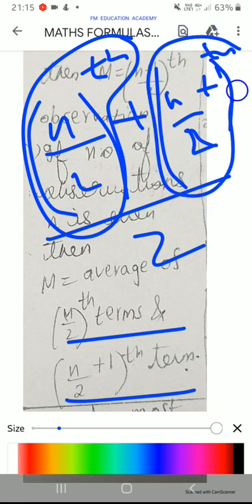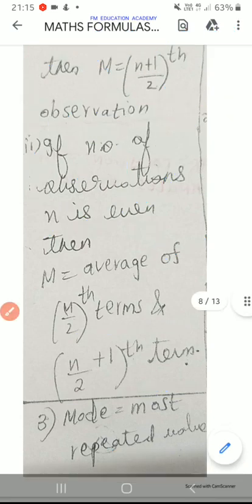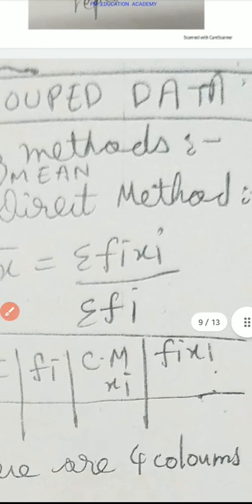Find out the value of n by 2 plus 1, add them and divide by 2. You can refer to the practice papers and pre-finals. Such questions were asked. Okay, the formula was asked and explained there also.